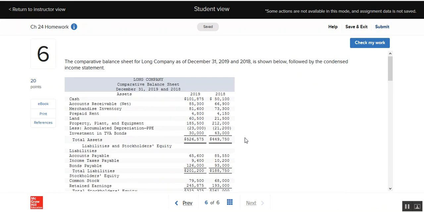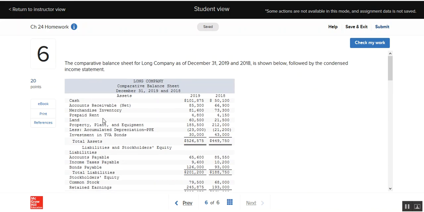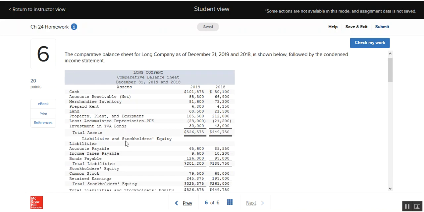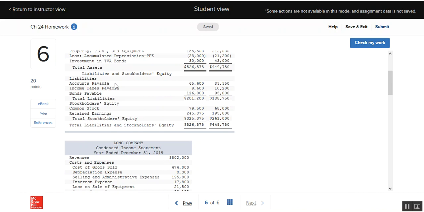All right, so if we go back up here and look at our balance sheet, we've accounted for everything all the way down to our investment in TVA bonds. So all of our assets are taken care of. In our liabilities, we already did accounts payable, income tax payable. There's a bonds payable here, and that is actually a bond for our company. We owe money on that. It looks like we started out owing $93,000, and now we owe $126,000. So we must have issued additional bonds because we owe more money on those bonds.